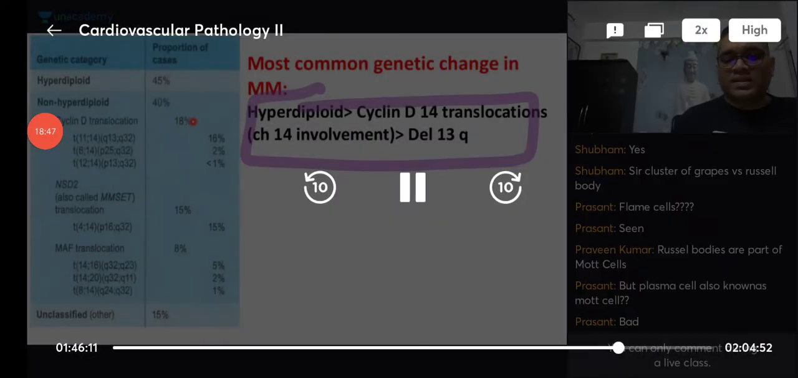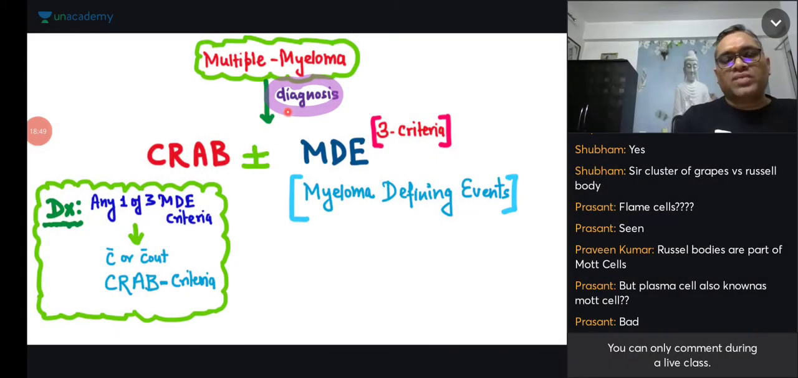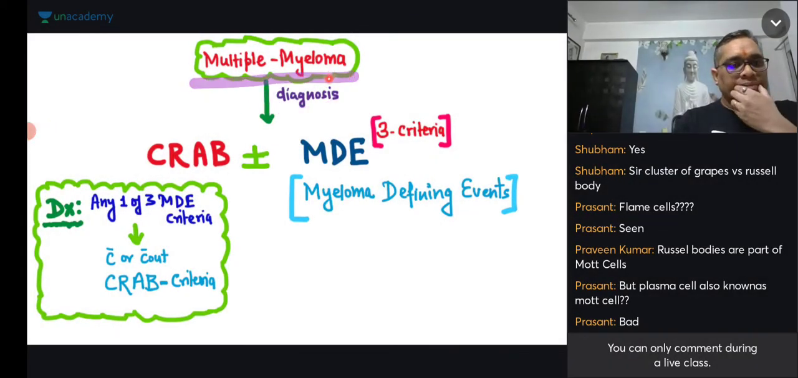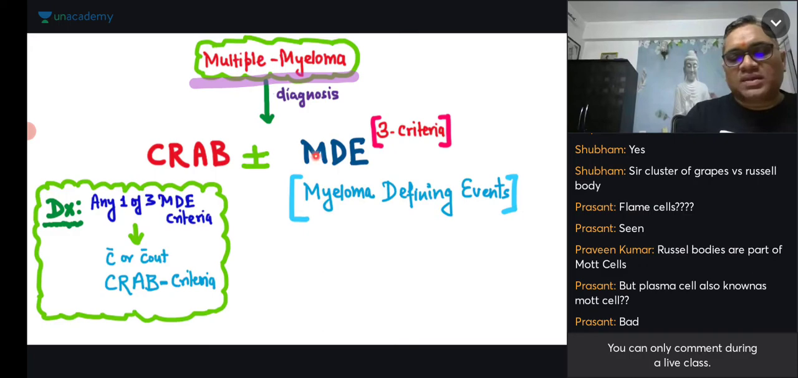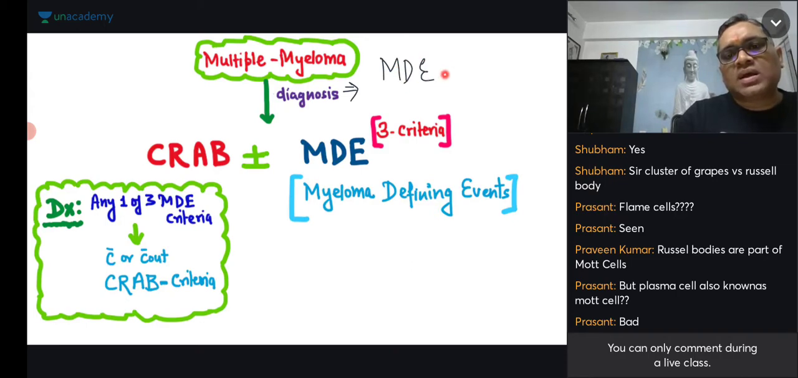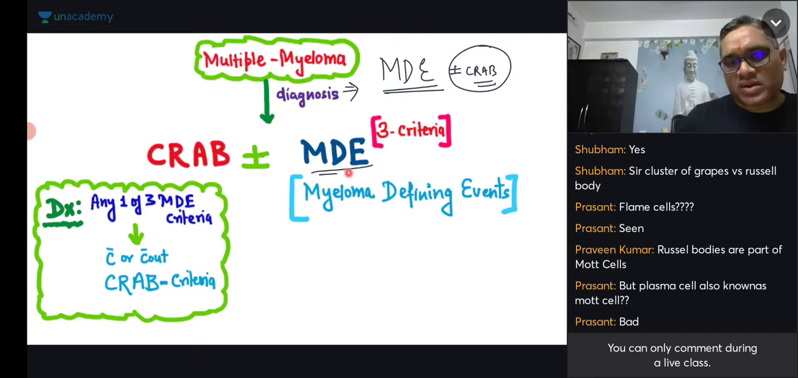Now come to the diagnosis of multiple myeloma. How are we going to give the diagnosis of multiple myeloma? Multiple myeloma diagnosis can be given by, see, here by mistake I have written CRAP plus minus MDE. Actually I should have written like this: multiple myeloma diagnosis can be given by myeloma defining events plus minus CRAP criteria. Because CRAP criteria is not very important.